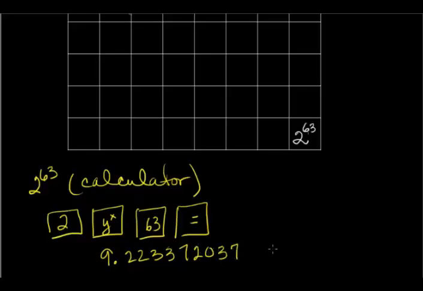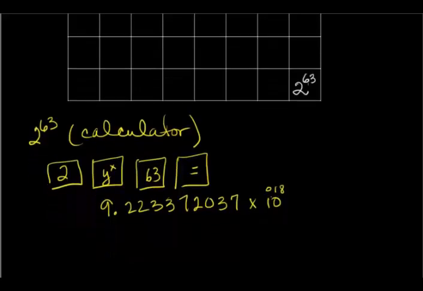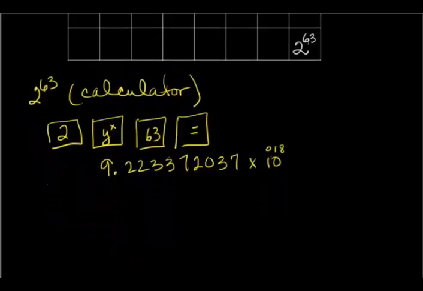9.2233720037, and then I have an x, which means times in this case, and I have a 10, and then above the 10 I have 18. That's what I see. A lot of you on your calculators, I've noticed most calculators don't give it to you that directly. They'll give you the same number. Now possibly they'll only give you 9.22337, depending on how many digits you have on your calculator window, how many digits to the right of the decimal point.